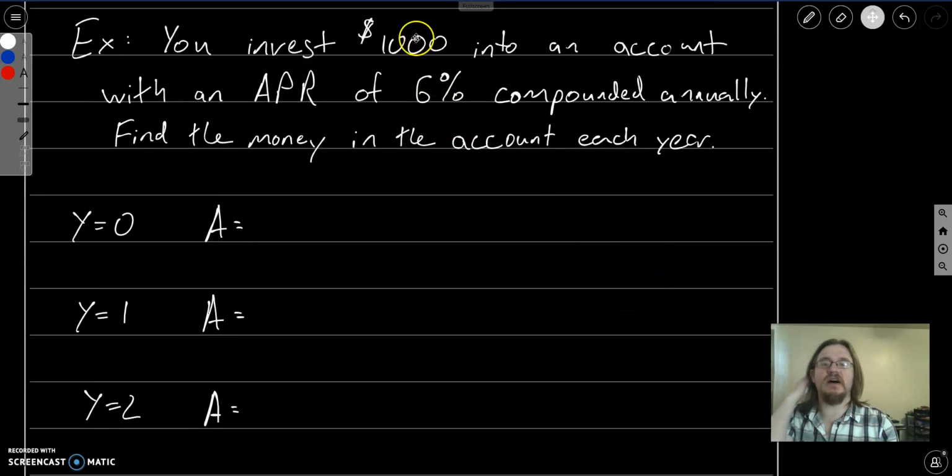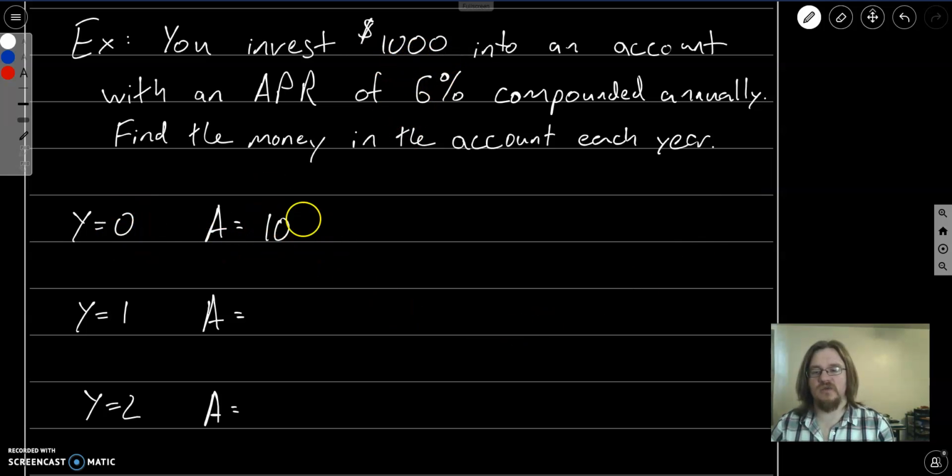We invest $1,000 into an account with an APR of 6%, and it's going to be compounded annually. Let's find the amount of money in the account each year. Well, in year 0, when we first invest, we have $1,000 in our account. Okay, so we haven't earned any interest yet. So after 1 year, the amount in our account is going to be our initial investment plus a little bit of interest.